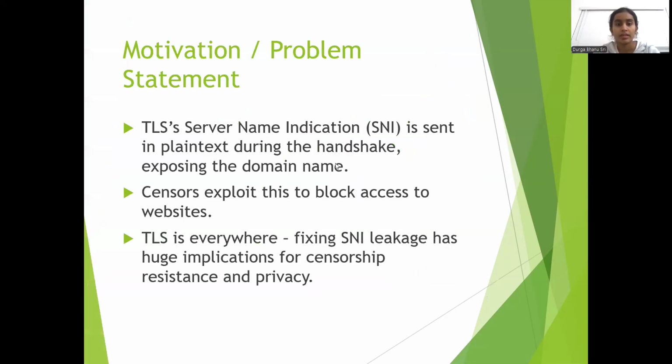So the problem statement for this paper is that the TLS Server Name Indication is sent in plain text during the handshake process, exposing the destination host name. And the second one is that censors and DPI systems exploit this to block access to domains. Content is encrypted, but the name is visible. And traditional circumvention often works at TCP or application layers, not inside the TLS.